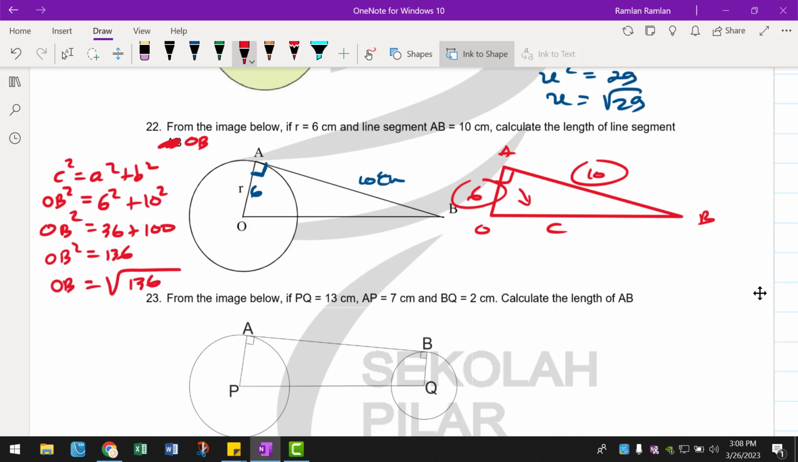So if you put that into the calculator, guys, the square root of 136 is 2 square root of 34, and then you don't have to change this into decimal. That's it. You don't have to worry about anything else.